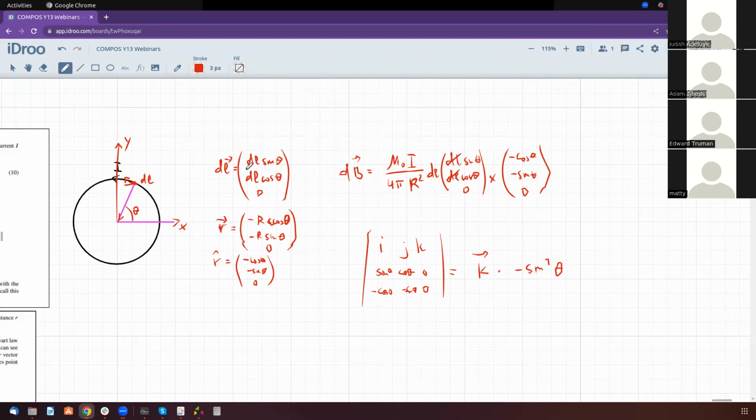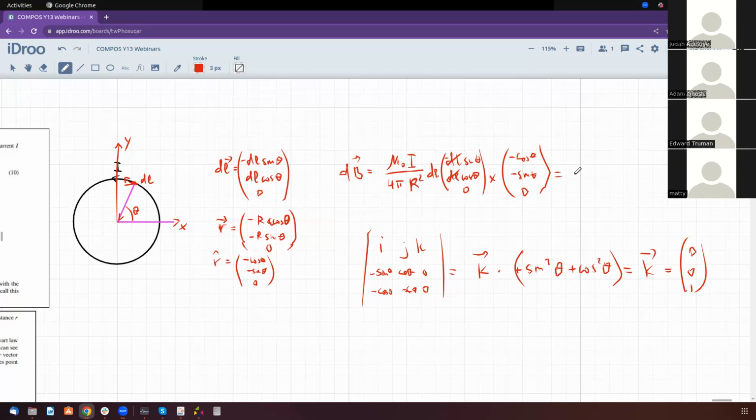Yes, because I've made a mistake here. It's going to be minus dl sine theta, minus dl sine theta. So minus sine theta, so plus sine theta plus cos squared theta. And that's 1. So that's just k. That's fantastic. So this whole thing is equal to 0, 0, 1.